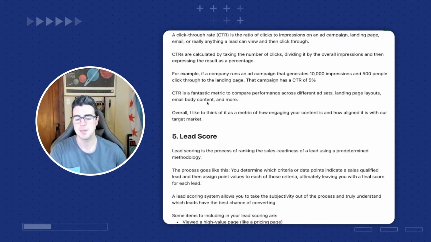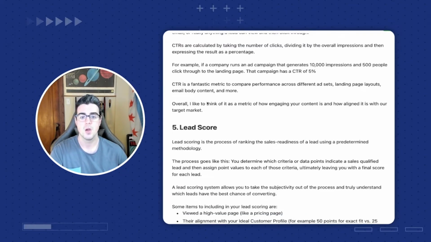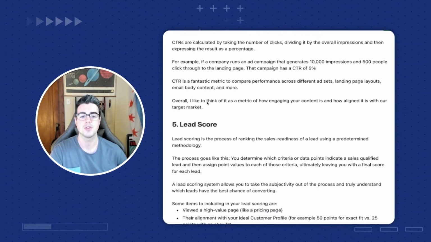CTR is a fantastic metric to compare performance across different ad sets, different creatives, landing page layouts, email body content, and more. Overall, I like to really think of it as a metric of how engaging your content is and how aligned it is with your target market.